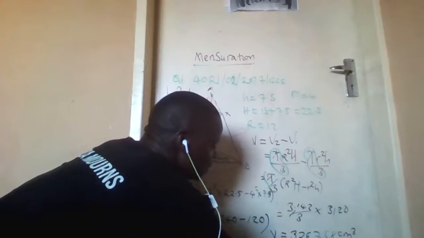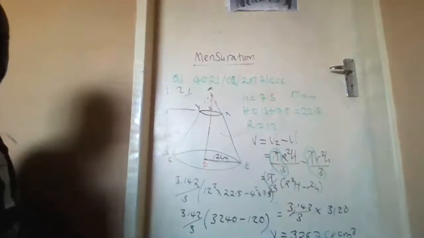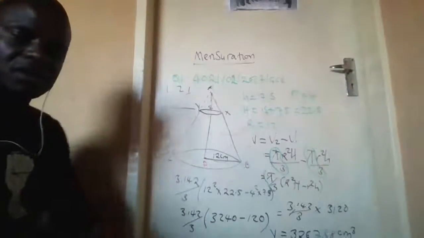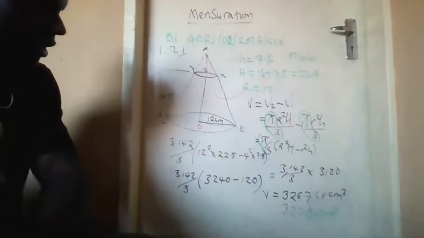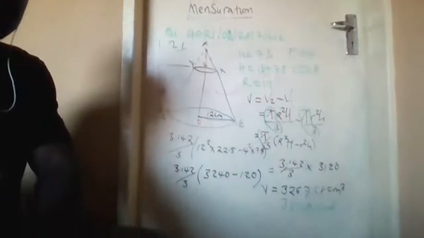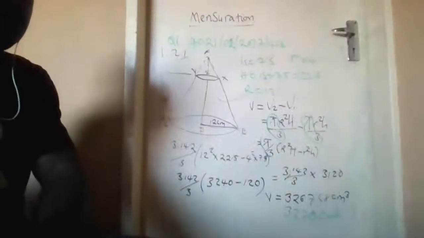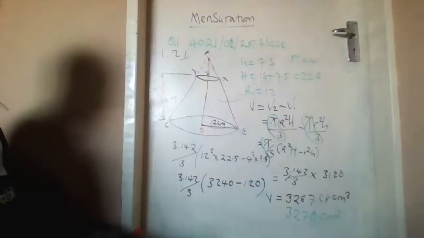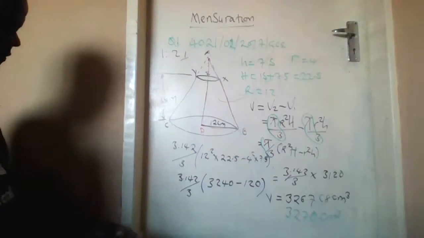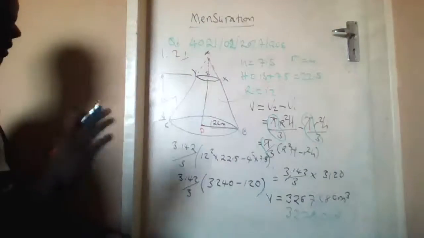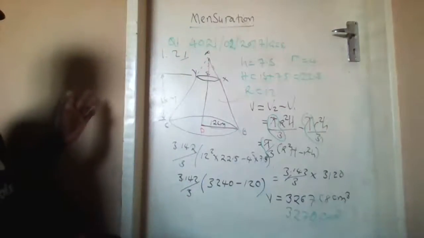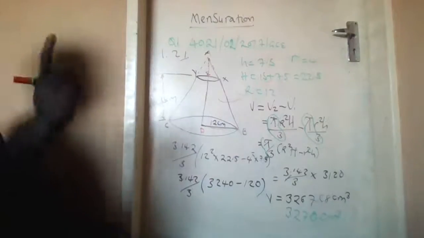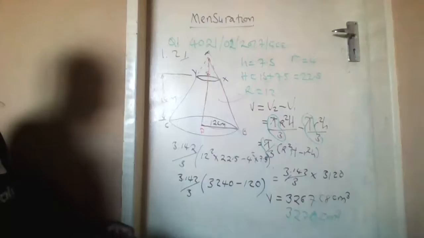3270 cubic centimeters. I just rounded it off. And that is how we can find the volume of a cone. Just one example is enough. If you are able to follow it in a nice way, I can assure you, just one example is enough for you to understand.